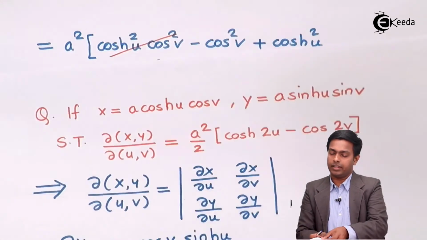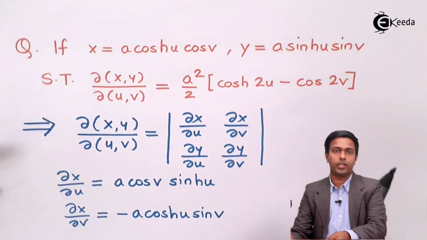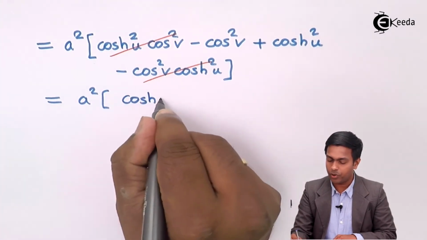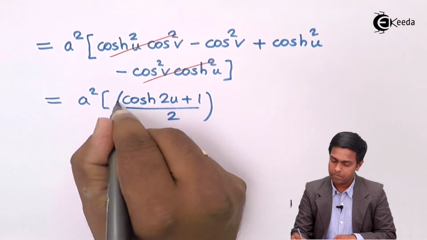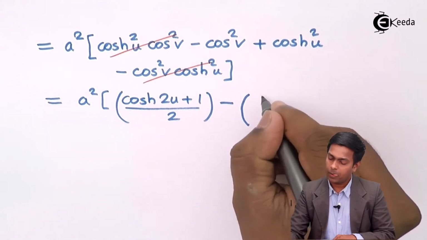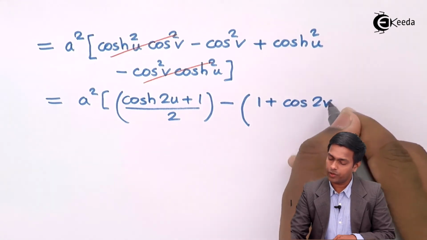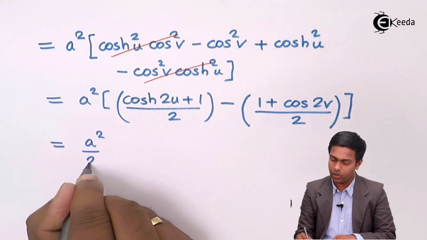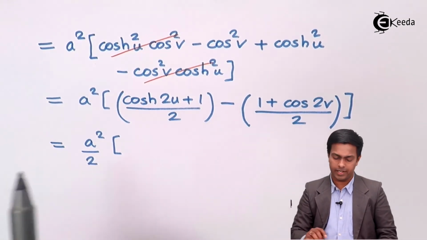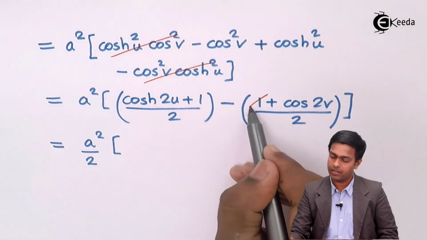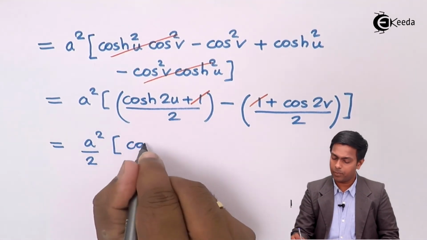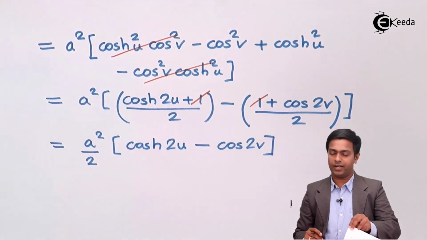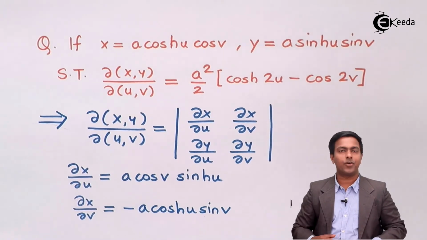But in the answer we want hyperbolic cos 2u and cos 2v. So for that, we'll use the formula. For hyperbolic cos square u, we have the formula hyperbolic cos 2u plus 1 by 2. The middle sign is minus, and for this we have the formula 1 plus cos 2v upon 2. Now from these two terms I can take 2 common, so that will be a square by 2 outside. Due to the negative sign, this will become minus 1, so I can cancel this plus 1 with the minus 1, and we get hyperbolic cos 2u minus cos 2v. And if you observe, we got the exact answer. So we have proved the result with the help of the definition of Jacobian.